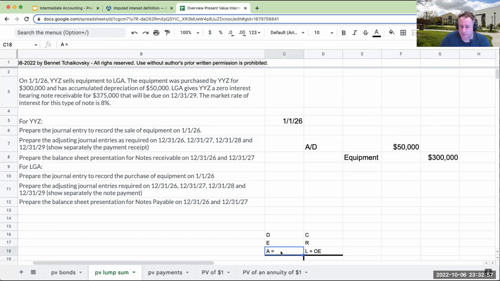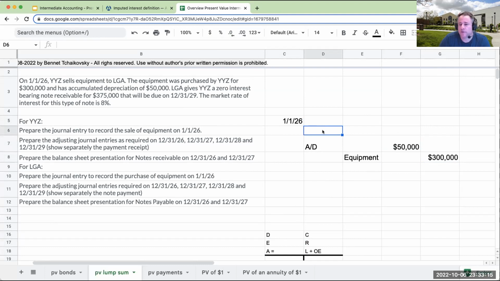Remember, equipment has a debit balance, right? So it increases with debits and decreases with credits. Accumulated depreciation is what we call a contra asset account. It has a credit balance. So we show that increase, but when we take it off our books, we get rid of it with a debit.